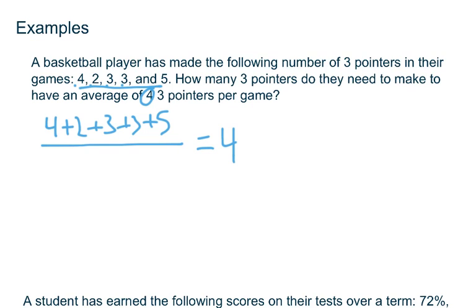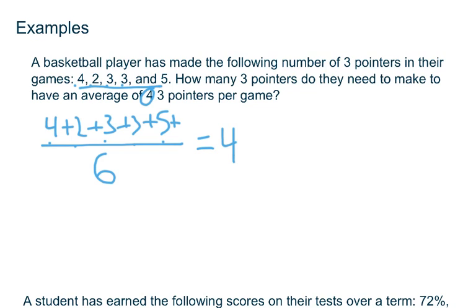All right, well now let's think about this. How many data points do we have? We have 1, 2, 3, 4, 5. But they're not playing 5 games. They're going to play a 6th game. So we're actually going to divide by 6.